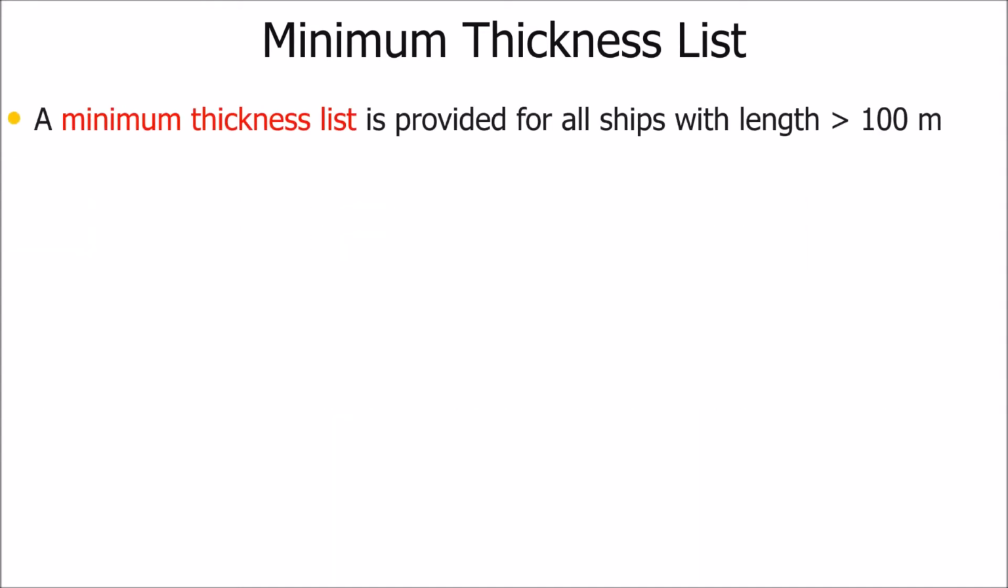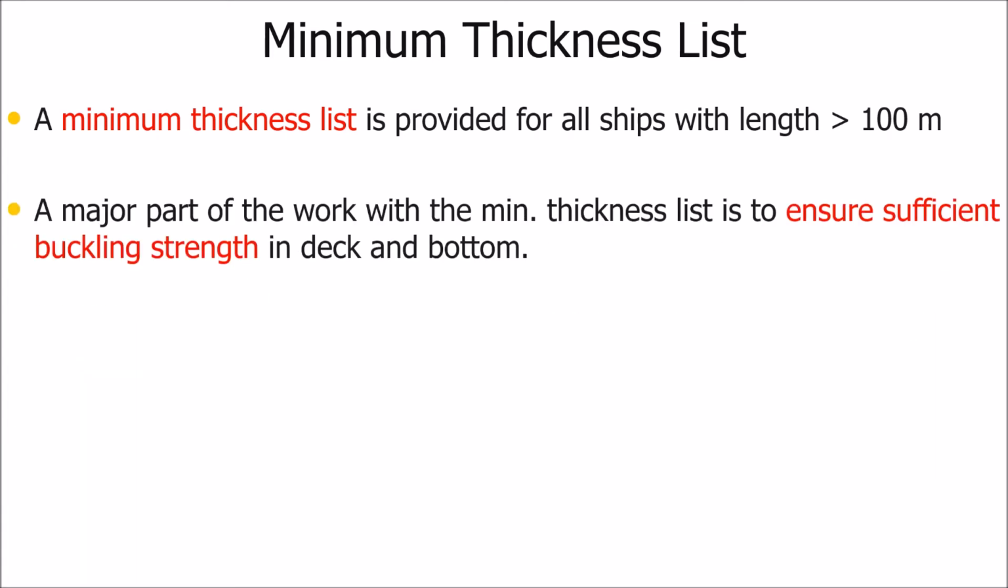It's incredible. So each ship with a length of not less than 100 meters should have a minimum thickness list, so we know what we'll be comparing with. It states how thick the material is and what the minimum requirement is. A major part of this list and the requirement for the thickness of the steel is for the buckling strength. If you have a field pressed together, it will be like spaghetti, so it buckles out, and that reduces the strength of the hull very, very much.